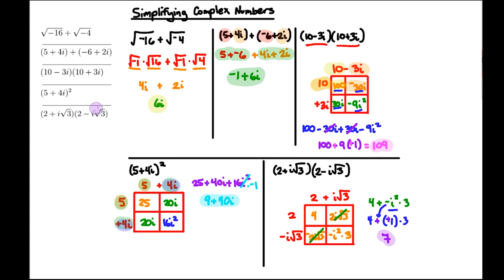So those are some example problems involving simplifying complex numbers with varying operations. We did some adding, we did some subtracting, we did some multiplying of two complex numbers.